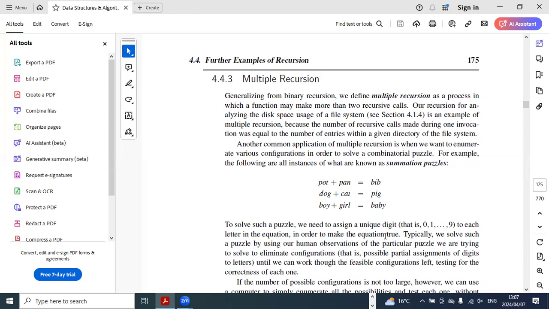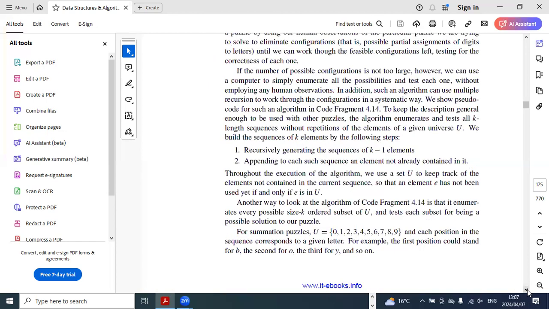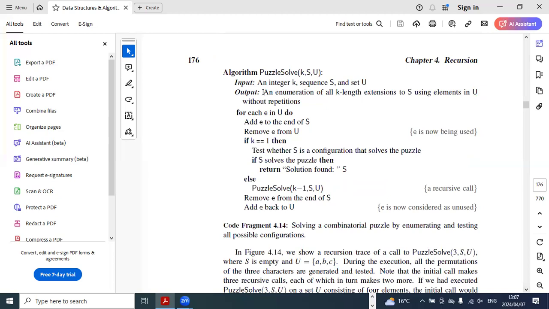Another common application of multiple recursion is when we want to enumerate various configurations in order to solve a combinatorial puzzle. For example, the following are all instances of what we know as summation puzzles. To solve a puzzle, we need to assign unique digits from 0 to 9 to each letter, in order to make the equation true. Typically we solve such a puzzle using human observation, eliminating configurations that are not possible, partially assigning digits to letters until we can work out possible configurations and test each one for correctness.